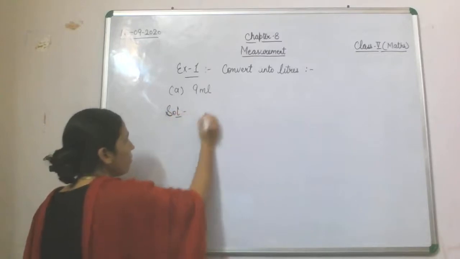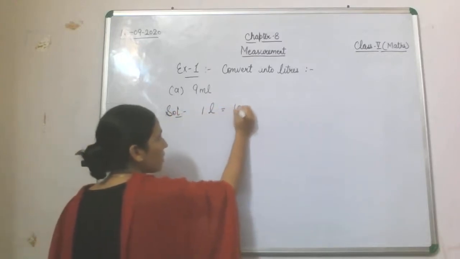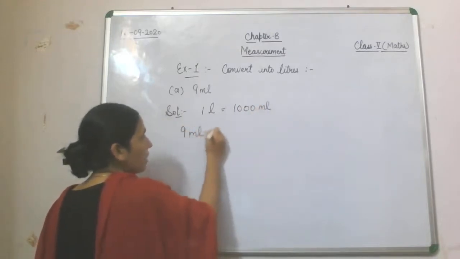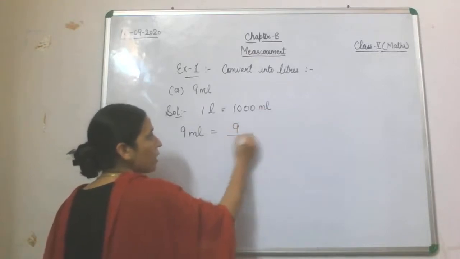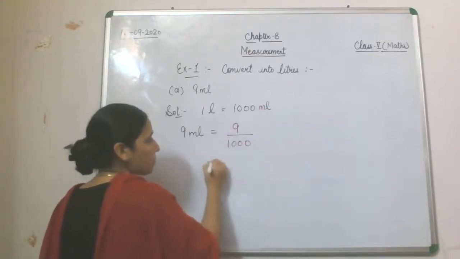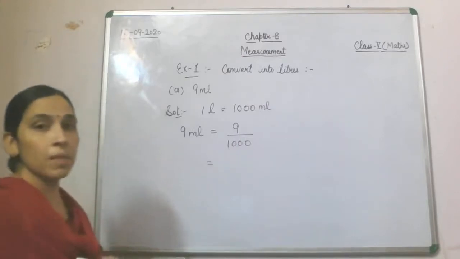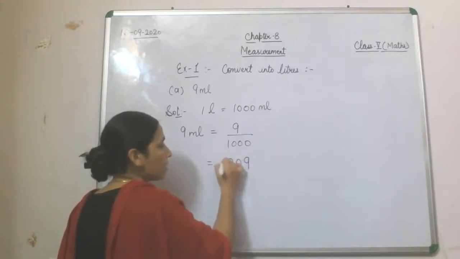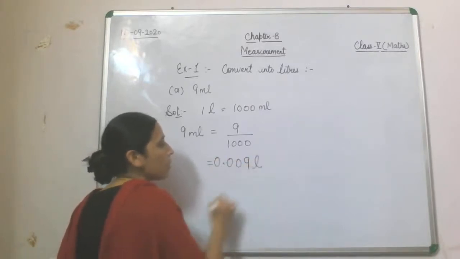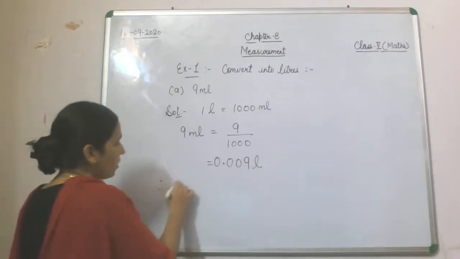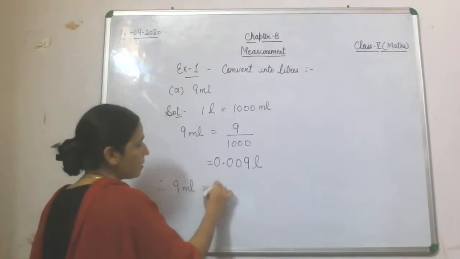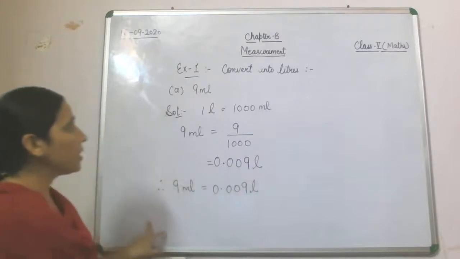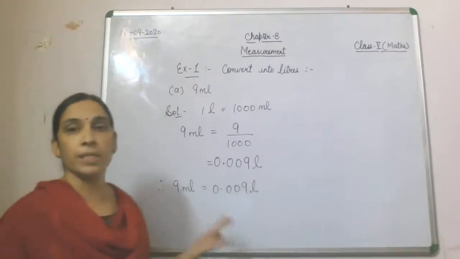Now solution, we are all aware of it, 1 liter is equal to 1000 milliliter. It means if I want to convert 9 milliliter into liter, what I will do, 9 will be divided by 1000. So here we require 3 decimal places. We count from the back, 1, 2 and 3. We put the decimal and this answer will come in liter. So we'll write, therefore, 9 milliliter is equal to 0.009 liter. So that is the conversion of 9 milliliter into liters.